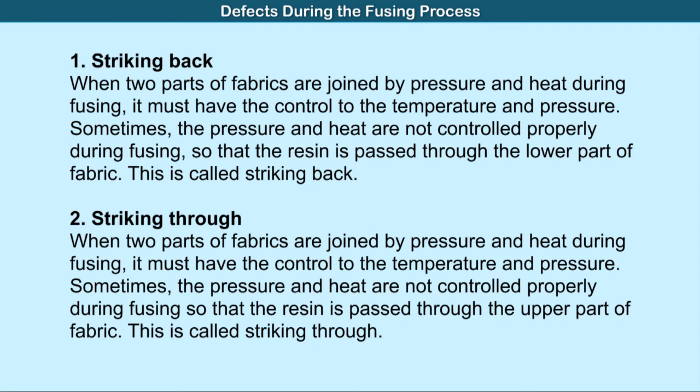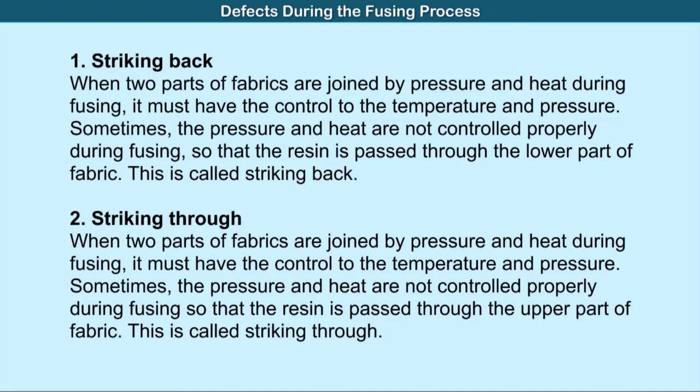Now, we are moving to the defects during the fusing process. There are mainly two types of fault found during fusing. Those are explained below. The striking back: when two parts of the fabrics are joined by pressure and heat during fusing, there must be control of the temperature and pressure. If the pressure and heat are not controlled properly during fusing, the resin is passed through the lower part of the fabric. It is called strike back or striking back.